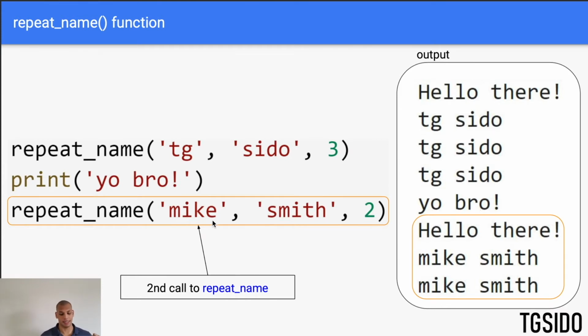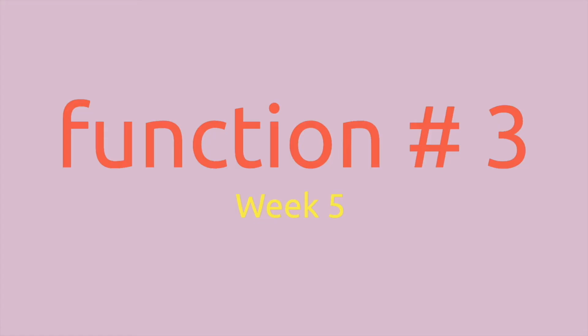We're passing in a name here, or a string, and then finally 2. So now this is going to print out Mike Smith 2 times. And we do see that in the output as expected. And now for our third function.